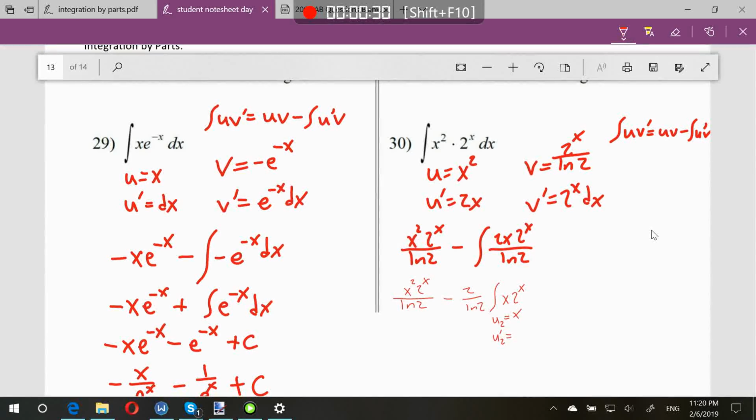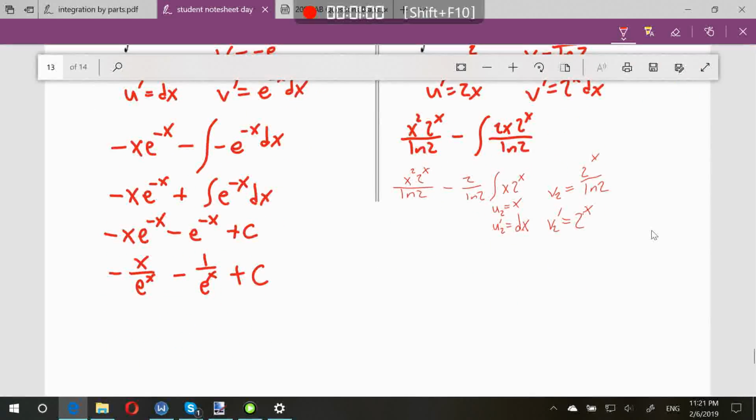What happens if I derive x? dx, 1 dx. Okay, so that means my v prime must be 2 raised to the x power, which we've already integrated once up here. So that means my new v is also 2 to the x over ln 2. Alright, so I'm going to substitute.